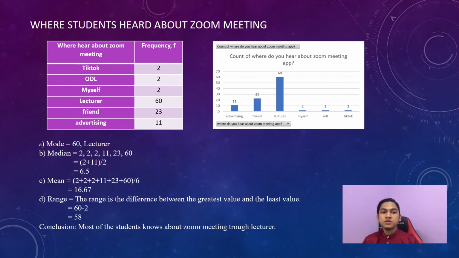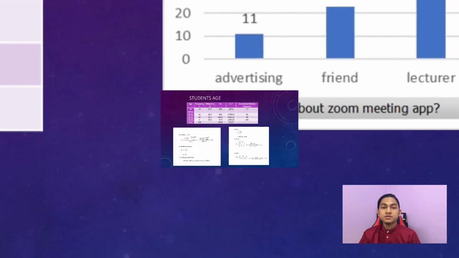Survey for where students heard about Zoom meeting. The mode is 16, which is lecturer. The median is 6.5 and the mean is 16.167. The range is the difference between the greatest value and the least value, which is 58. Conclusion: most of the students know about Zoom meeting through lecturers.